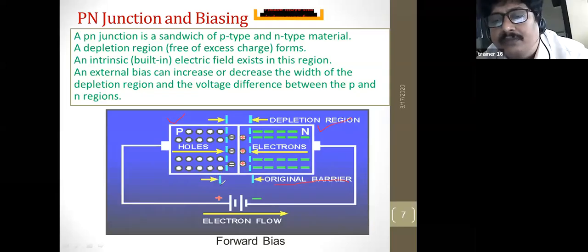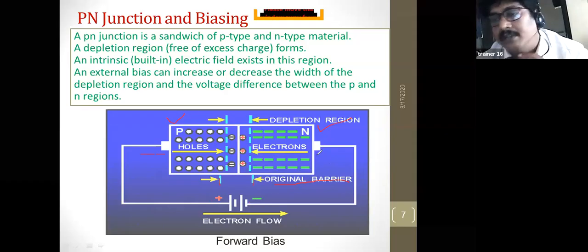If you observe clearly, this is a space. This depletion layer in between P and N is large. Here, the electrons flow. The negative terminal is connected to the N-type semiconductor, and the positive terminal is connected to the P-type semiconductor.